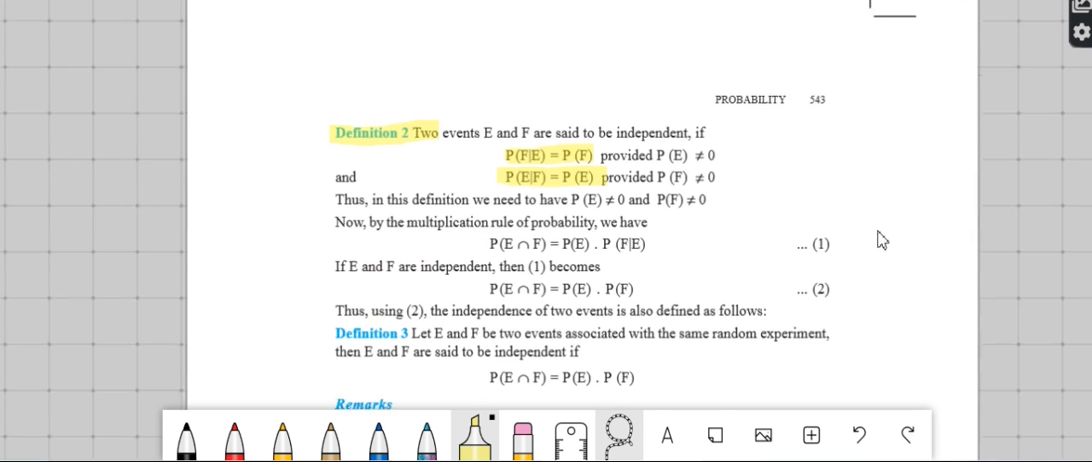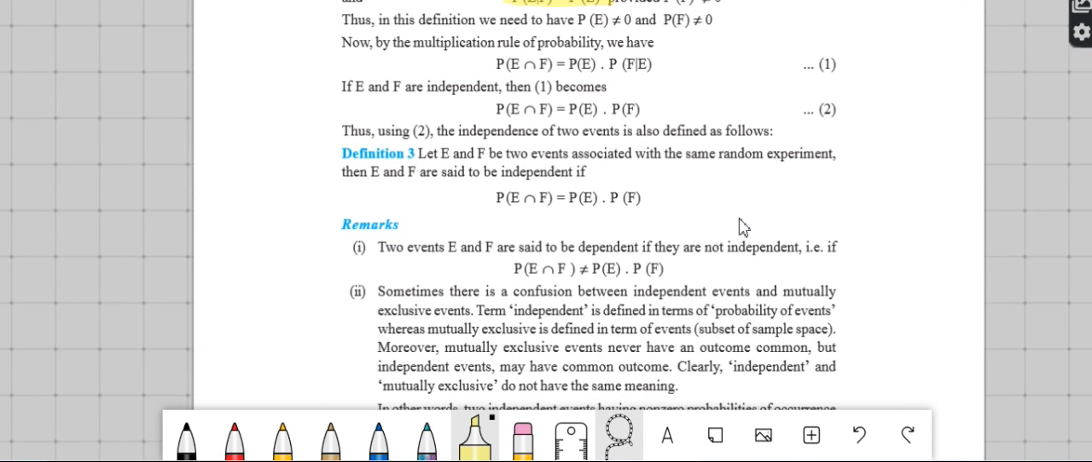Definition number 3. If someone says to check whether E and F are independent events or not, then what will you check? P of E intersection F is equal to P of E into P of F. Let E and F be two events associated with the same random experiment. Then E and F are said to be independent if P of E intersection F is equal to P of E into P of F.